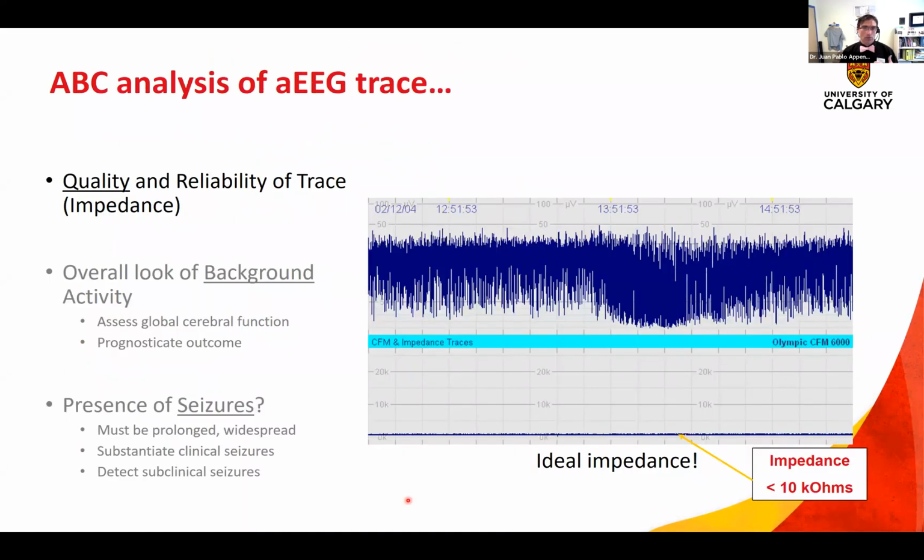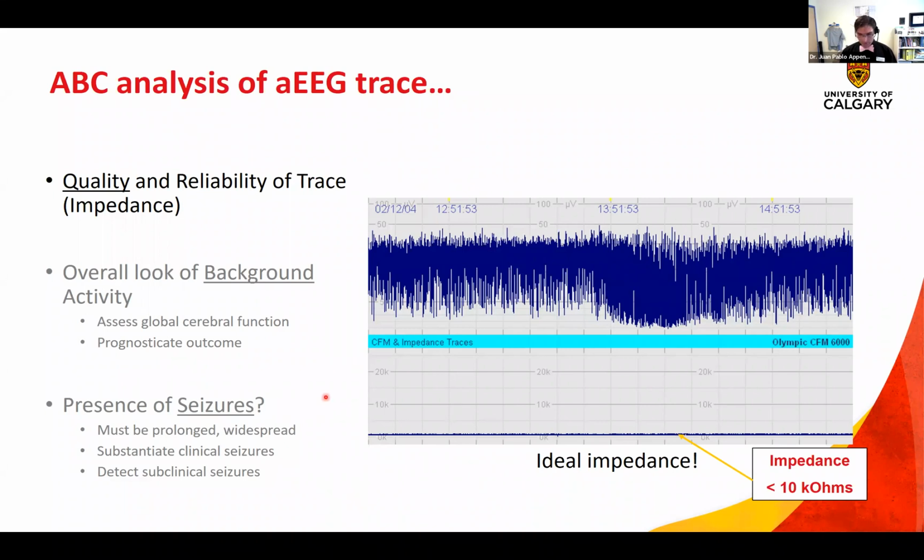Then when we analyze the aEEG, we need to analyze 3 major areas. One, first of all, if it is a good quality recording. And how is the impedance? If the impedance is too high, we will have garbage in, garbage out. So we need the impedance to be less than 10 kilo ohms. This is perfect. And this is a normal trace with the baby awake, sleeping, awake.